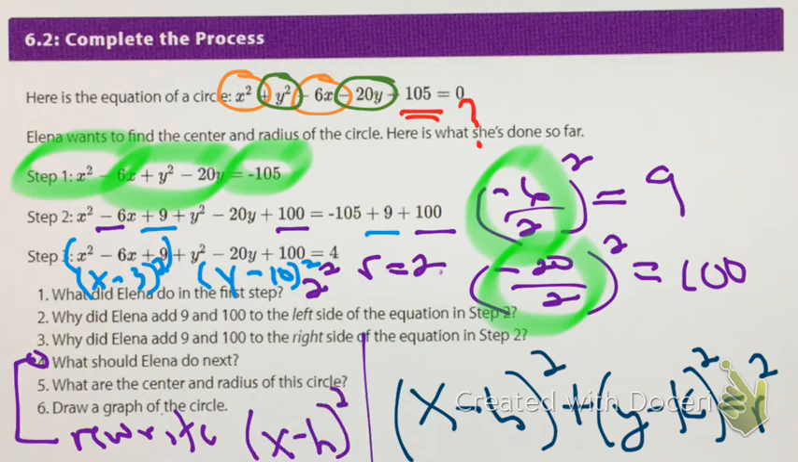All right. So then we have an equation that looks like a circular equation. We can tell the radius. We can tell that the radius is 2. We can tell the center. It's 3, 10. And that's why we call it center radius form.